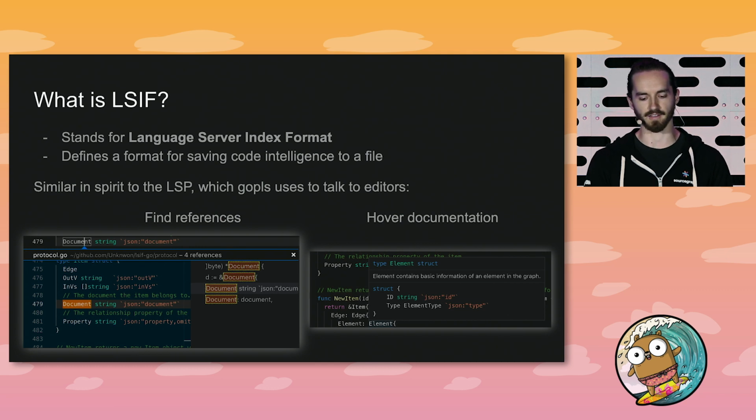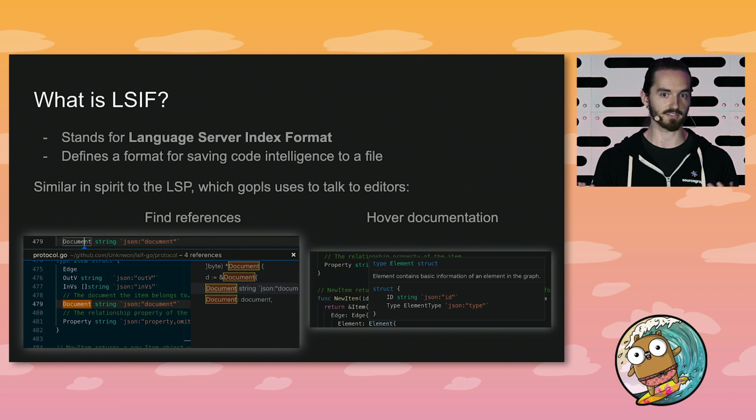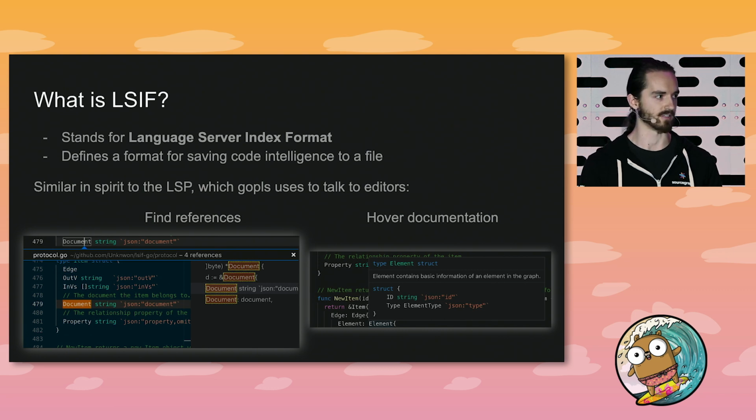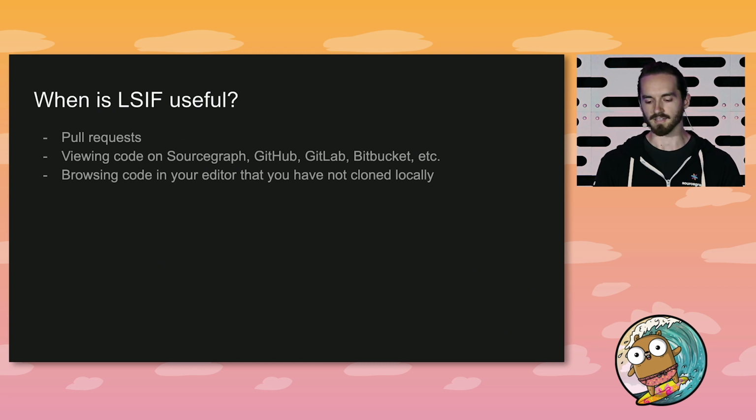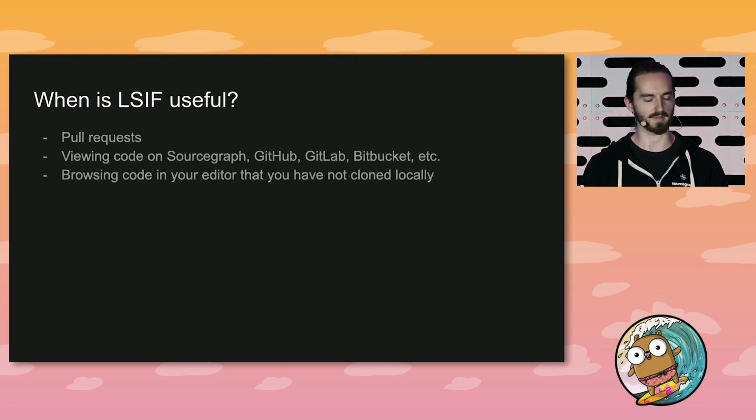It's the protocol that gopls uses to communicate with editors. So you probably use it on a day-to-day basis. You won't directly interact with LSIF, but some of the tools you interact with might use it. So when is LSIF useful? It's pretty useful when you're browsing code remotely. That's when you don't have the source code on your computer and the remote server needs to provide code intelligence. This might be on pull requests, when you're viewing code on SourceGraph, GitHub, GitLab, Bitbucket, anywhere else.